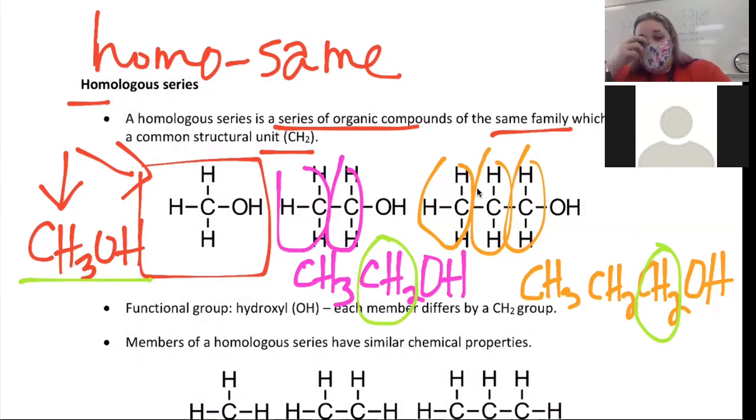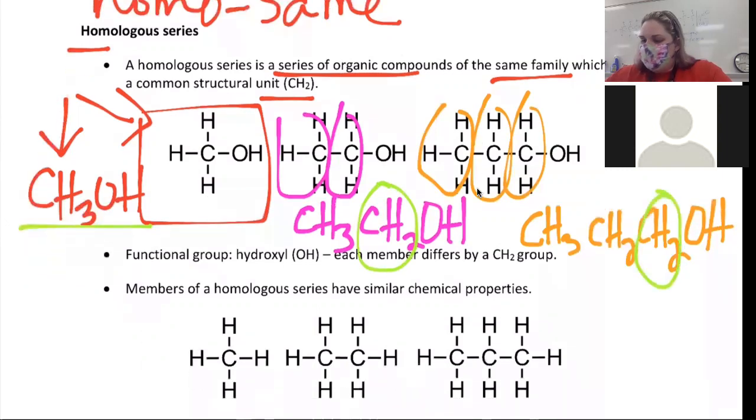They all have that OH on the end. The difference is I'm adding a CH2 group, and that makes them different formulas, but they're in a homologous series. For this one, the functional group that they have is that OH, and we're going to look more at the functional group stuff later in more detail. But for right now, we would just identify this as a homologous series.